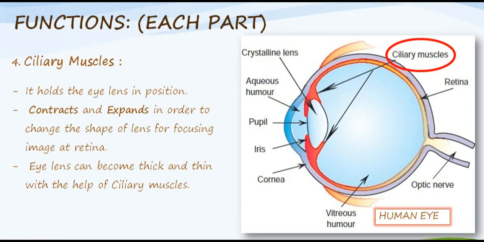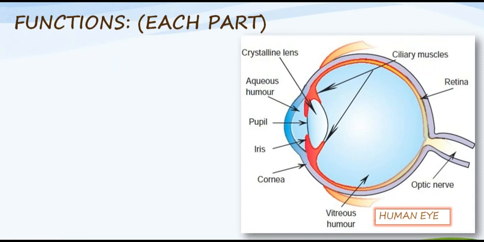Now what makes this eye lens thick or thin is the ciliary muscles. So apart from holding the eye lens in position, they contract or expand to change the shape of eye lens. So with the help of ciliary muscle, eye lens can become thick and thin. Clear? Moving on to the next, that is retina.